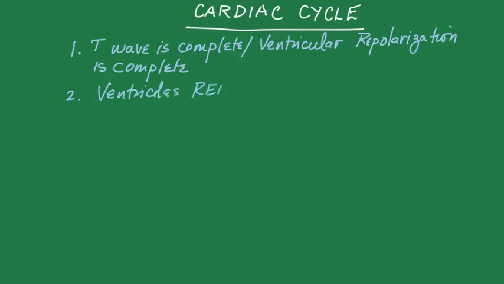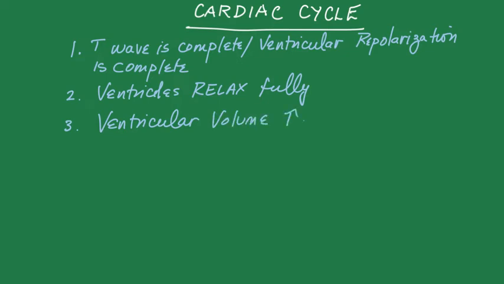So ventricles relax fully. And the fully is important. When that happens, the ventricular volume increases. Remember, we said when ventricles relax, there is more space. So ventricular volume increases. We have 3 arrows going up, which means it increases a lot. If that happens, ventricular pressure decreases a lot. So you have 3 arrows going down.